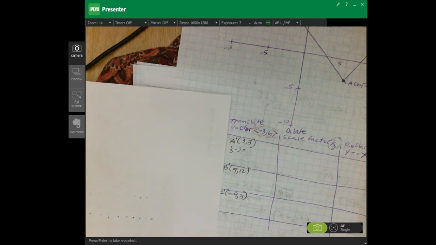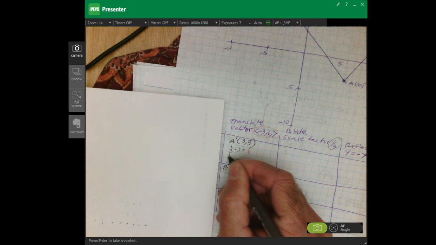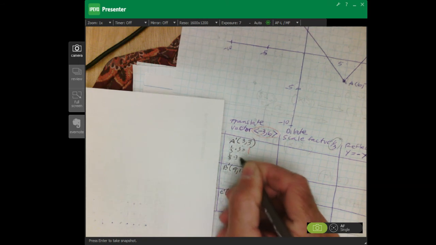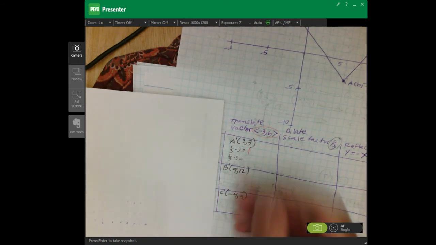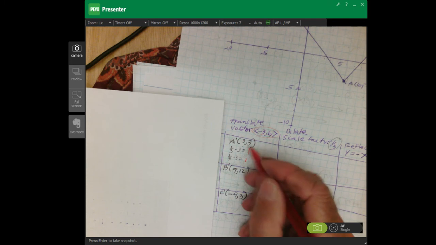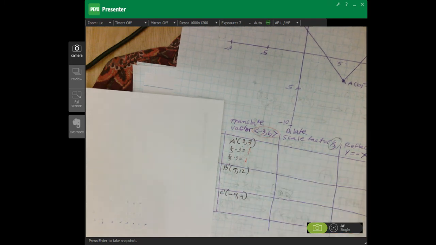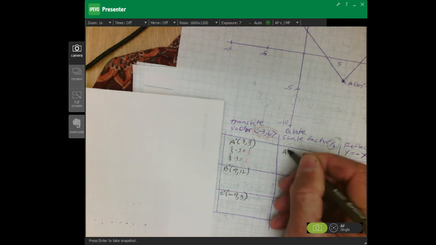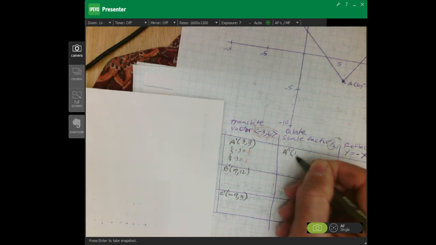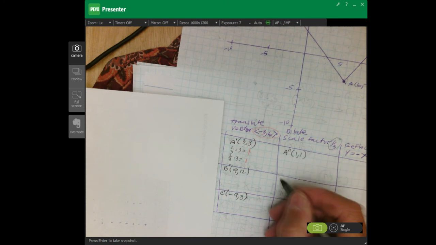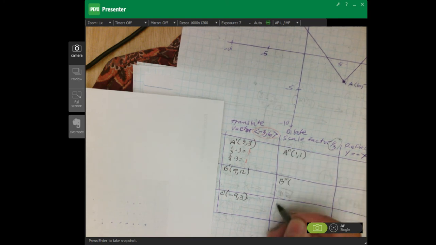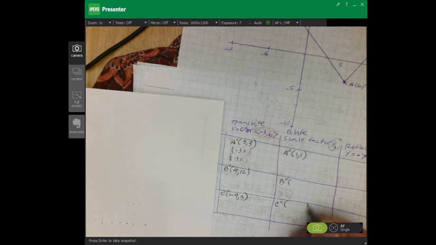So we're going to multiply 1/3 times 3, and that'll be 1. 1/3 times 3, again, that's 1. So this is for the first one, and this is for the second one. And now instead of A prime, we have a double prime. So 1 comma 1. B double prime, C double prime, etc.